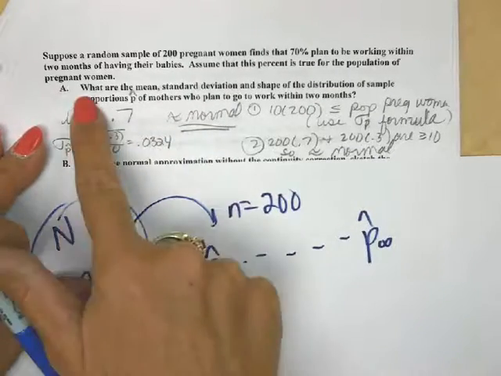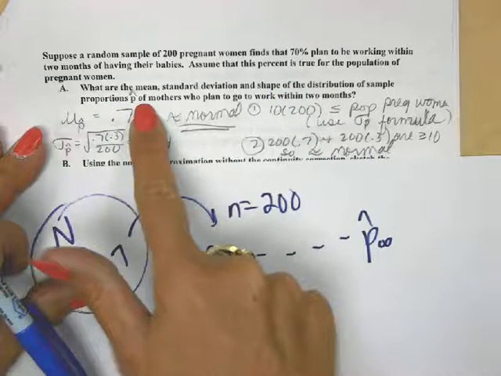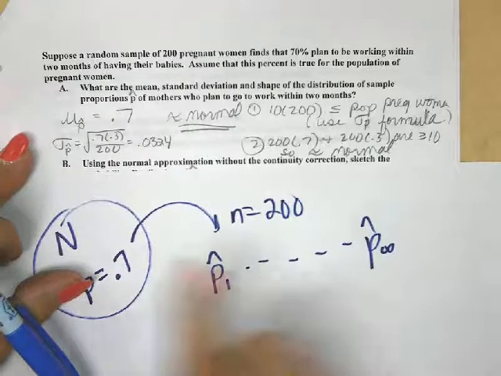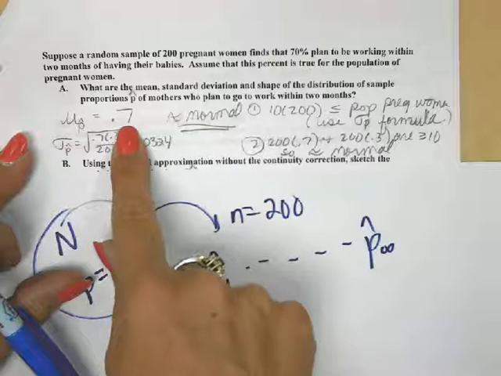So what are the mean, standard deviation, and shape of the distribution of proportions of women who are going to go back to work within 2 months? First of all, the mean of all of these proportions should center at 0.7 or at 70%.